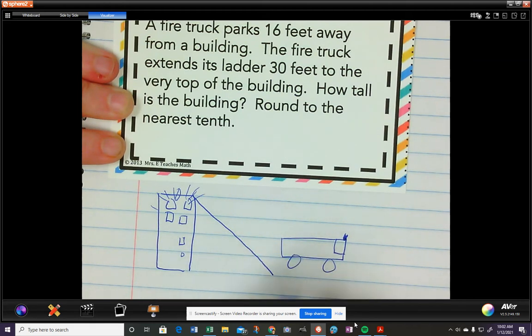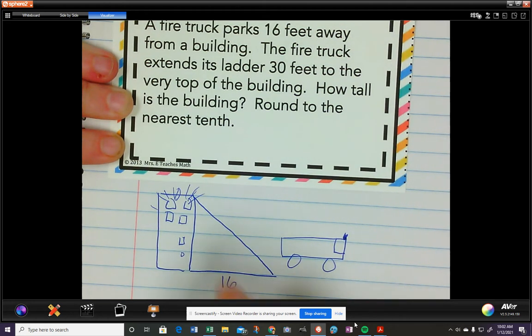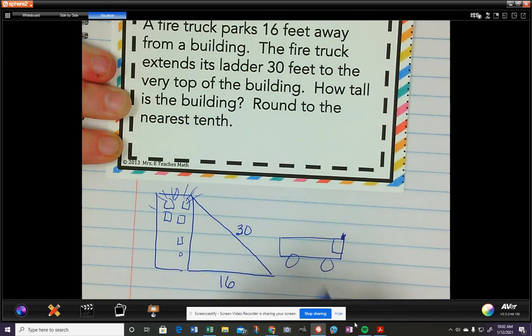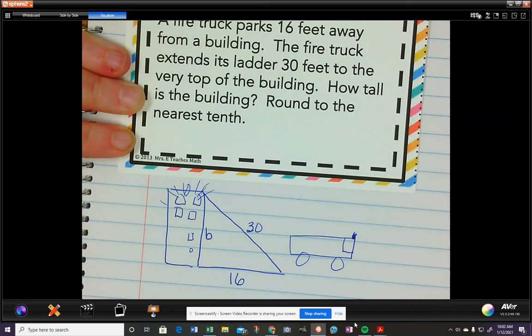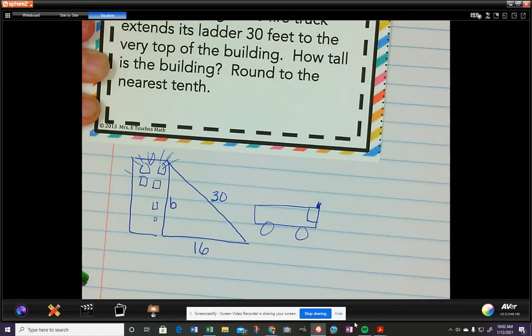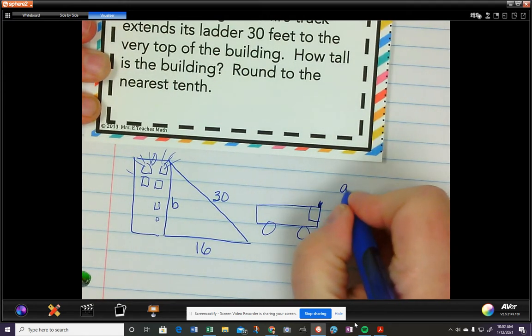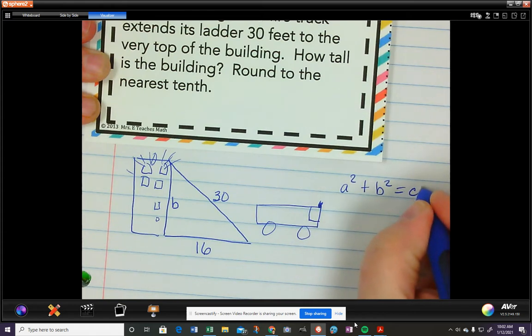So it's parked 16 feet away. And the ladder is 30 feet long. We don't know the height of the building, b. What are we going to do? Well, this isn't anything with angles, so we have to do the Pythagorean theorem. So a squared plus b squared equals c squared.